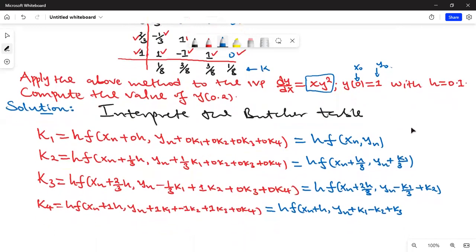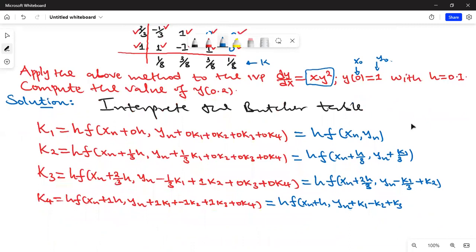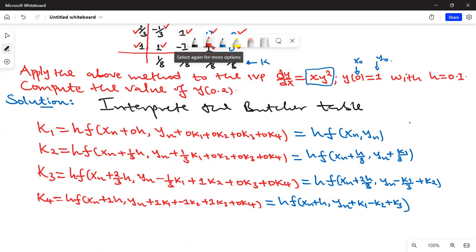And finally, the last row, just the row below the horizontal line, will give us the definition of k. So k is equal to 1 over 8 k1, plus 3 over 8 k2, plus again 3 over 8 k3, plus the last one, 1 over 8 k4.